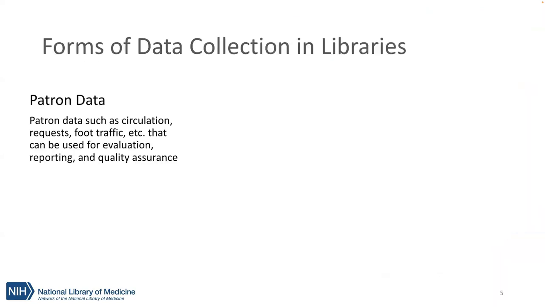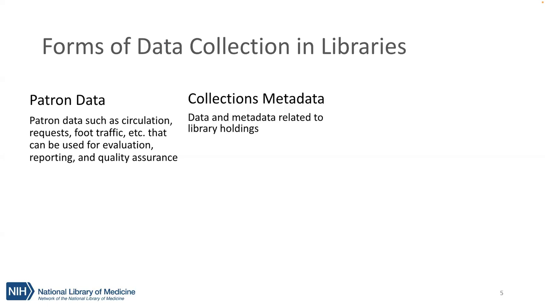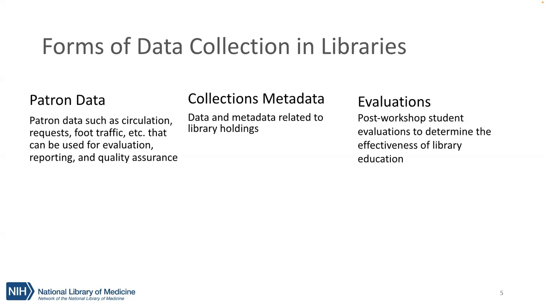We have things like patron data. This could be things like circulation requests, foot traffic, other types of the comings and goings of patrons within our library space. And often this will be used for things like evaluation, reporting, and quality assurance. Next, we have our collections metadata. This is data and metadata related to our library holdings.